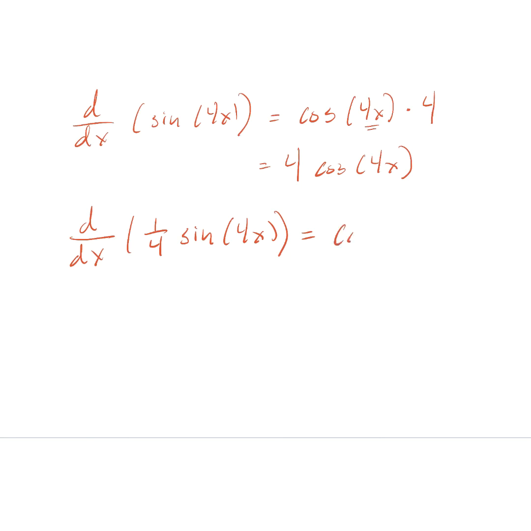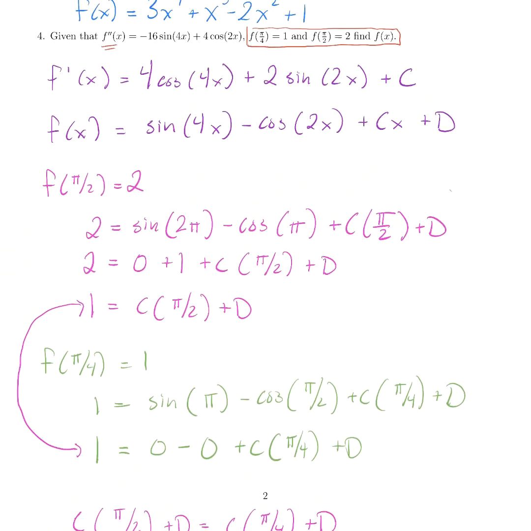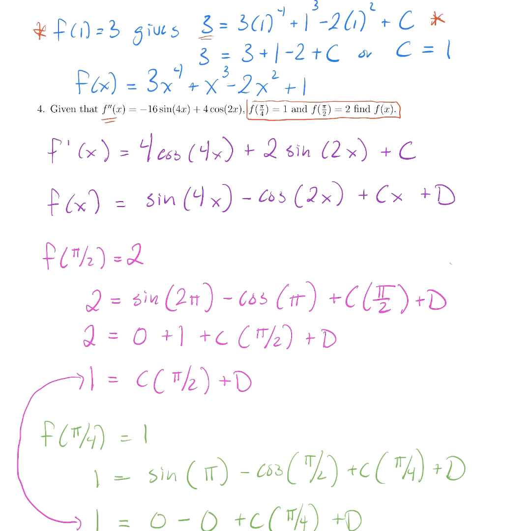1/4 times 4 is 1, so that is cosine of 4x, which means when we step backwards here, every time we step backwards, whatever this constant is, we're going to have to multiply by its reciprocal out front. Okay, let's see how that happened here. Come back up here. In this first step, the antiderivative of negative sine is positive cosine of 4x, and then I multiplied by 1/4. So this 4 is 16 times 1/4.